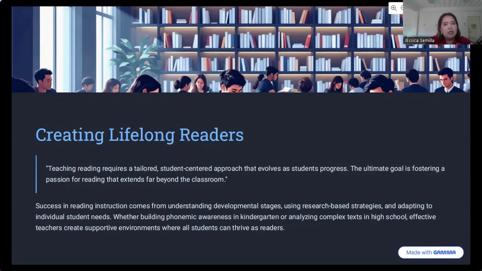So the ultimate goal really, for us teachers, is to foster a passion for reading that extends far beyond the classroom. Because let's accept the fact that when we read, we are exposing our learners to an unimaginable world. So success in reading instruction comes from understanding developmental stages, using research-based strategies, and adapting to individual student needs. Whether building phonemic awareness from kindergarten to elementary, or analyzing complex texts in high school, it really needs effective teaching strategies to support an environment where students can thrive as readers and lifelong readers.